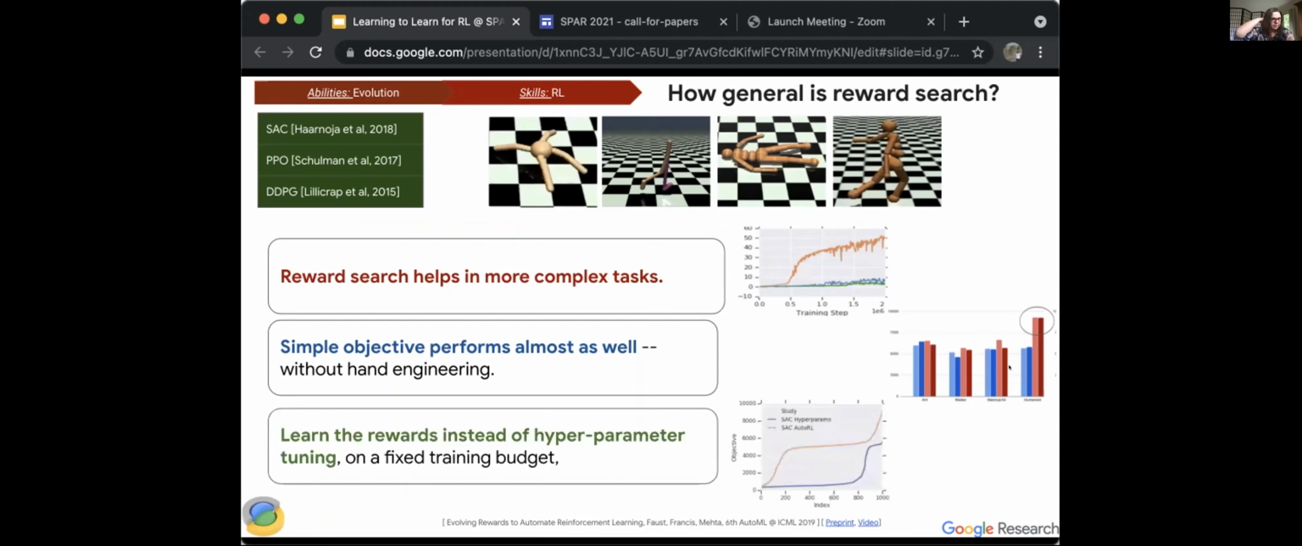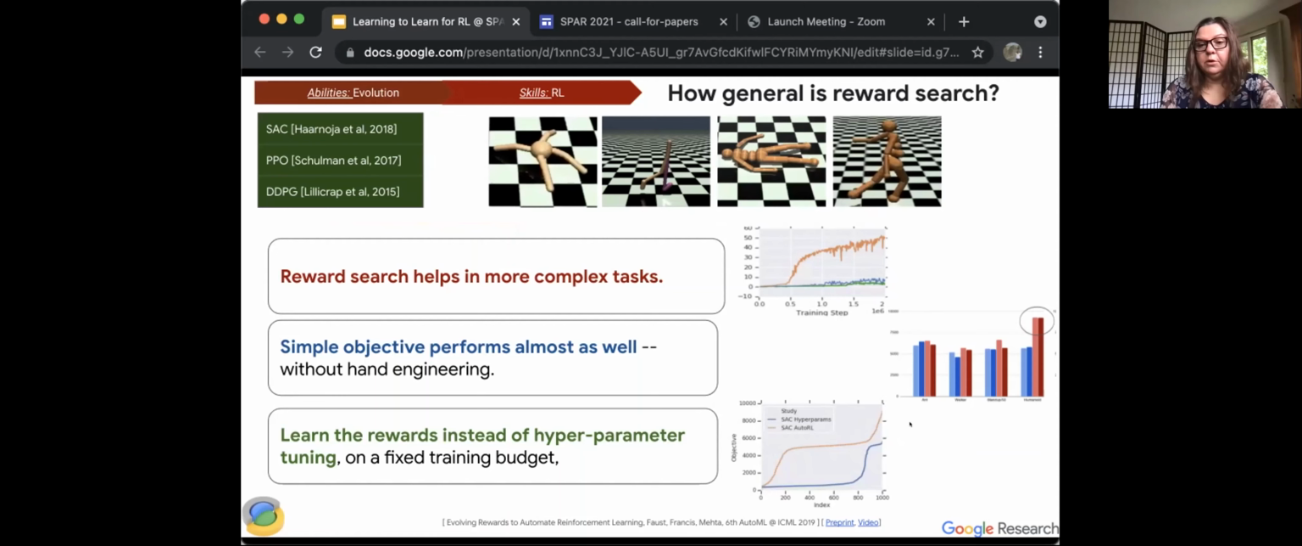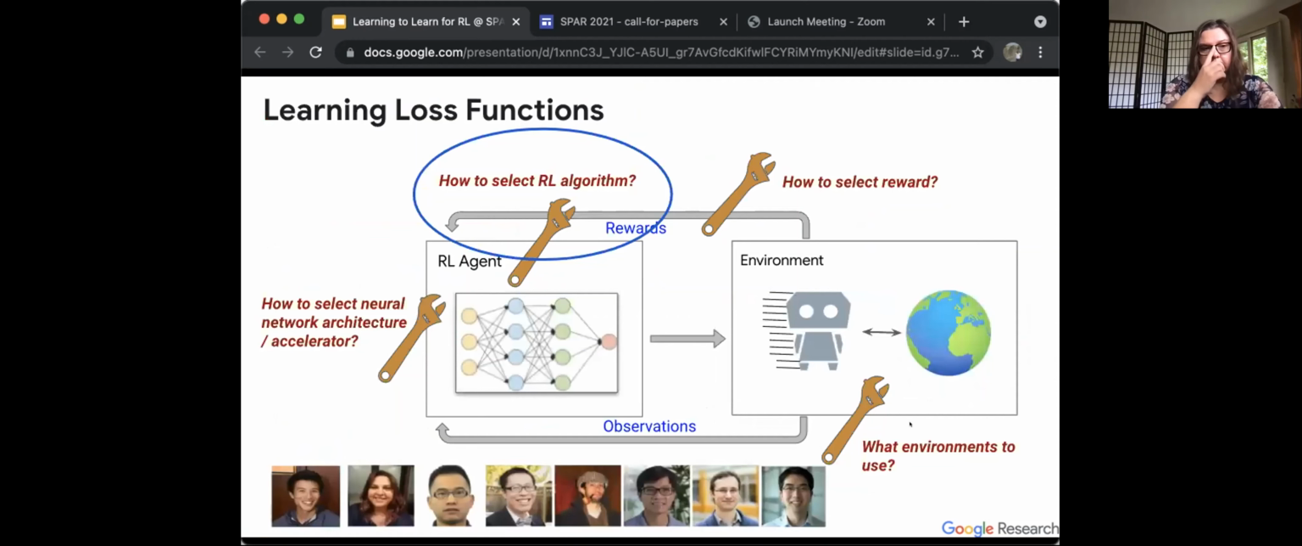And then the third question that we asked was, okay, this is a computationally expensive method. So if I have a fixed training budget, should I do hyperparameter tuning or should I learn the rewards instead? The blue line here is hyperparameter optimization. The orange line is learning the rewards. And the conclusion is that if we're starting with reasonable hyperparameters, we're more likely to get better results sooner by learning the reward than by tuning more hyperparameters. And this is exciting. So that was one example.